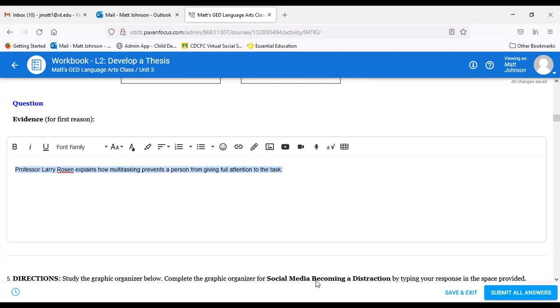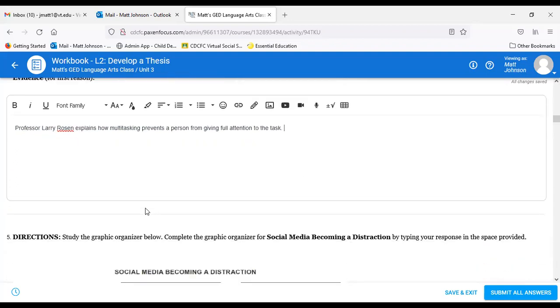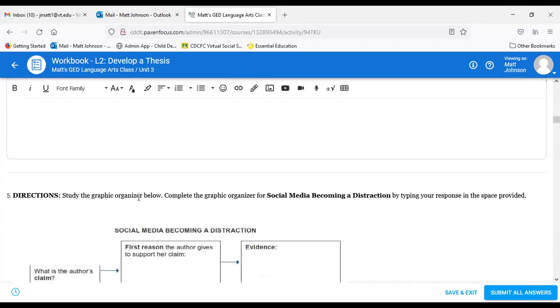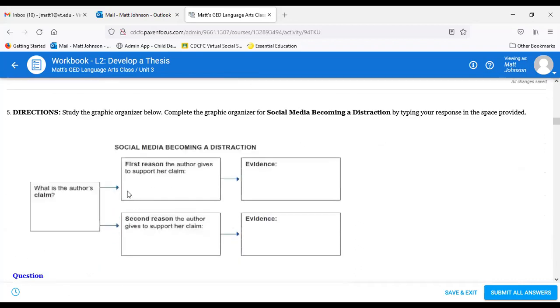So, copy and paste here. Professor Larry Rosen explains how multitasking prevents a person from giving full attention to the task, or full attention to anything, however you want to put it. And that's also a form of an appeal to ethics, expert testimony, rather than Miley Cyrus. Okay, picking on Miley today.